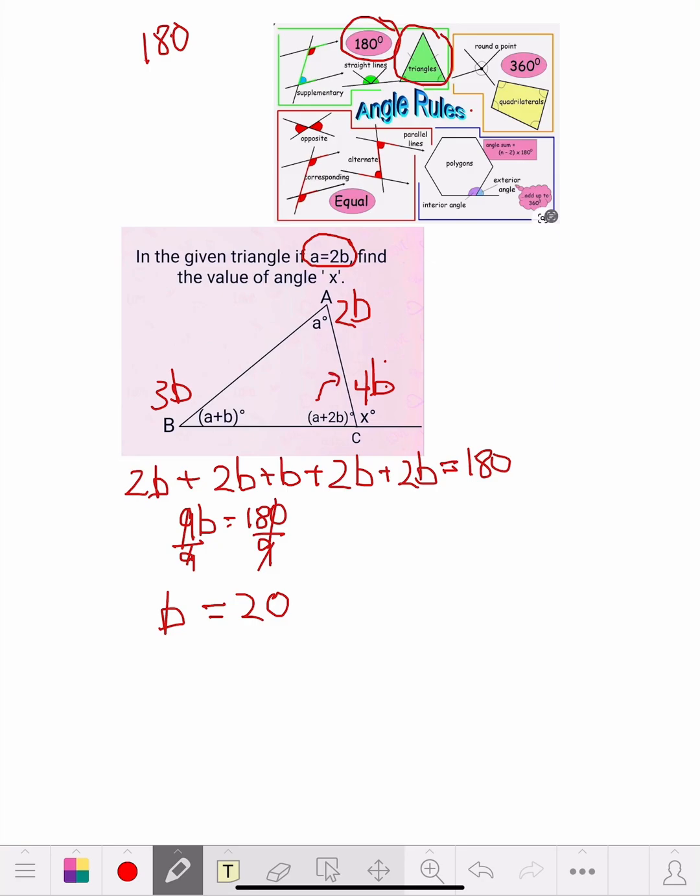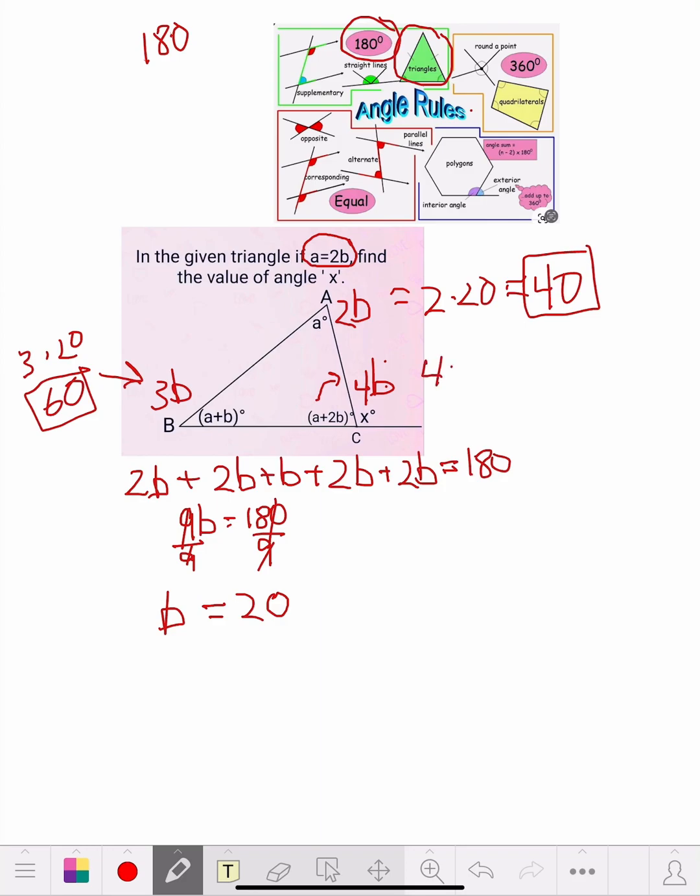Now, we just put the 20 in for the B. So this one equals 2 times 20 equals 40. So that one's 40. And this one equals 3 times 20. 3 times 20 equals 60. Okay, so you get a 40, a 60. I'm just going to square these off. And now this is 4B, so 4 times 20 equals an 80. Square that off. So, hey, that's all my angles now.